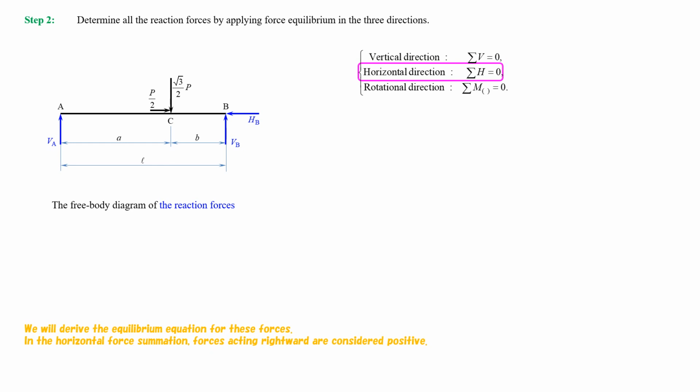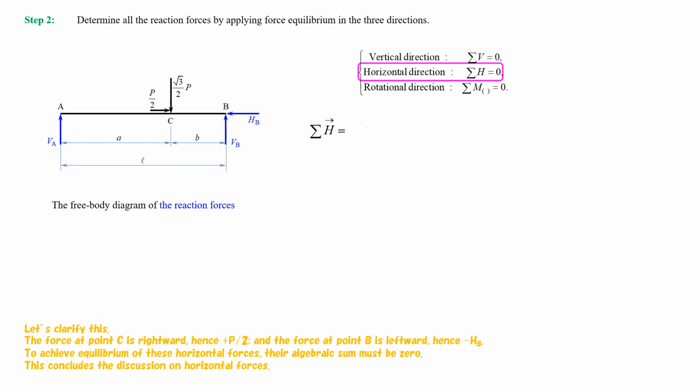We will derive the equilibrium equation for these forces. In the horizontal force summation, forces acting rightward are considered positive. Let's clarify this. The force at point C is rightward, hence plus 1/2 of P. And the force at point B is leftward, hence minus HB. To achieve equilibrium of these horizontal forces, their algebraic sum must be 0. This concludes the discussion on horizontal forces.